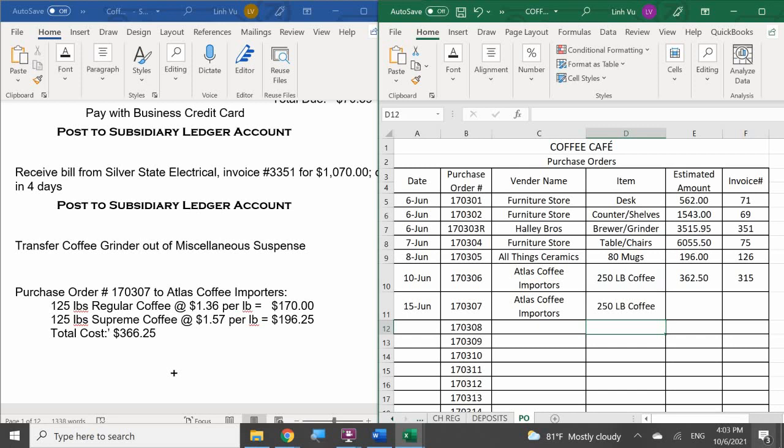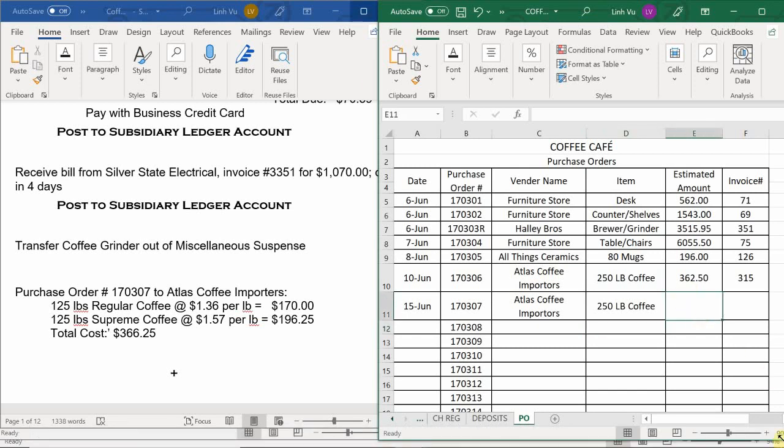It was 366.25. That's the bill. That's the estimated amount. Yes, estimate amount, 366.25. So when you do receive it, yes, you do need to count to make sure that they did send you 125 pounds of each coffee, because sometimes they might send you more of this and less of that. Your job is to make sure you count the exact amount because they might bill you differently. If you're going to accept it, then accept it. If not, then you have to go back to the vendor and say, "Hey, you sent me the wrong amount of this."